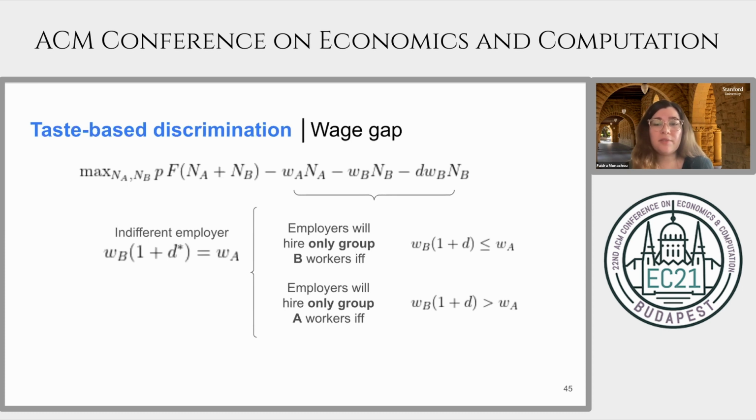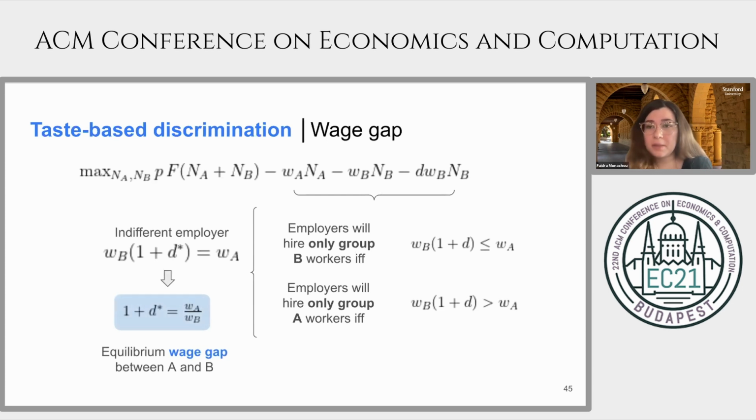So there is a specific value D star. So remember that D actually comes from a distribution. So not all employers have the same D. So there must be some employer with exactly the D star value that gets the same utility from hiring A workers and B workers. And dividing this very simple relation by WB, we get a nice simple expression for the wage gap between A and B workers. So you may think, okay, we're done, but we're not really done.